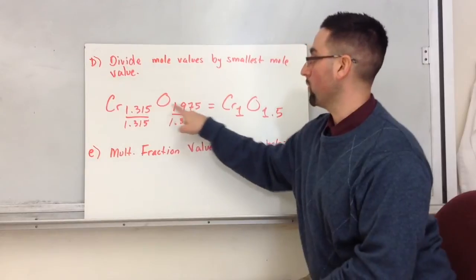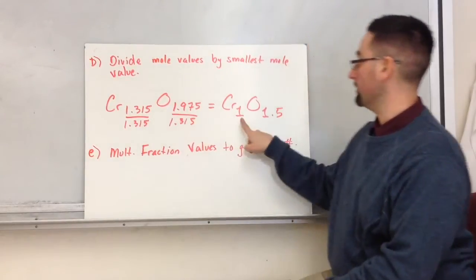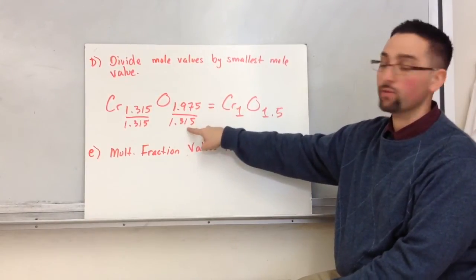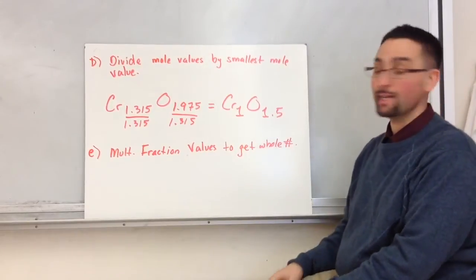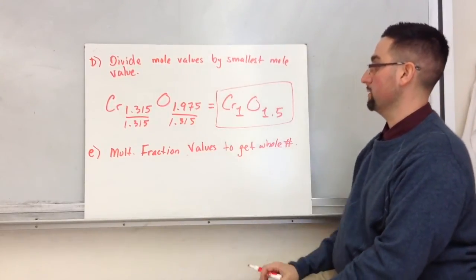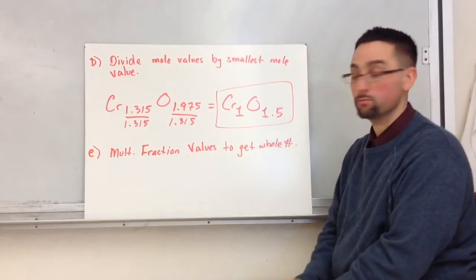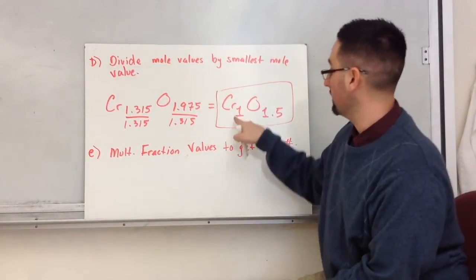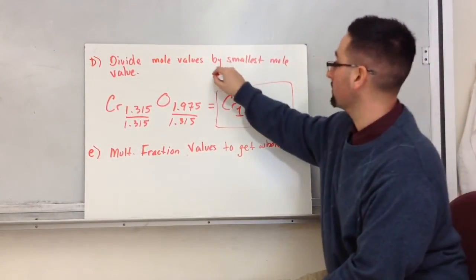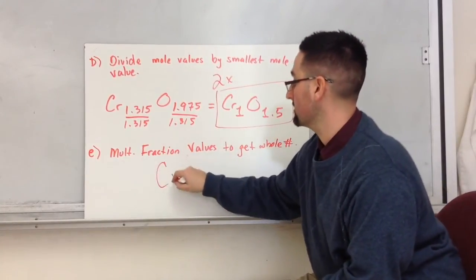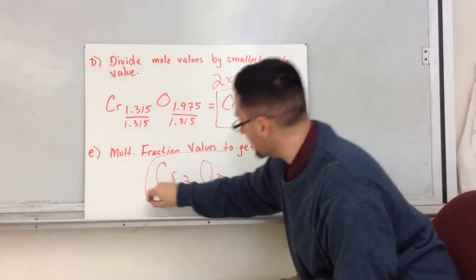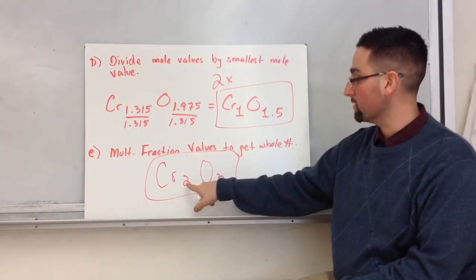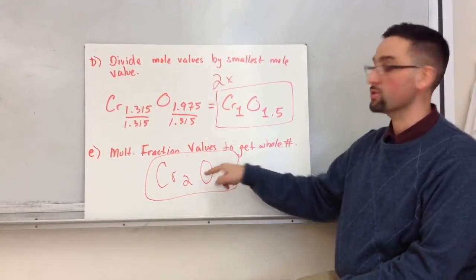But if I divide both moles by the lowest, this becomes 1. That's a nice number to work with. 1.975 divided by 1.315, that becomes a decimal. I can't leave it like this. This is a no-no. So how do I get that 1.5 to a whole number? Multiply by 2, right? Because 2 halves make a whole. So if I take Cr1O1.5 and I multiply that by 2, I get Cr2O3, and this is our answer. That's the empirical formula. Chromium reacts in a 2 moles to 3 moles of oxygen ratio.